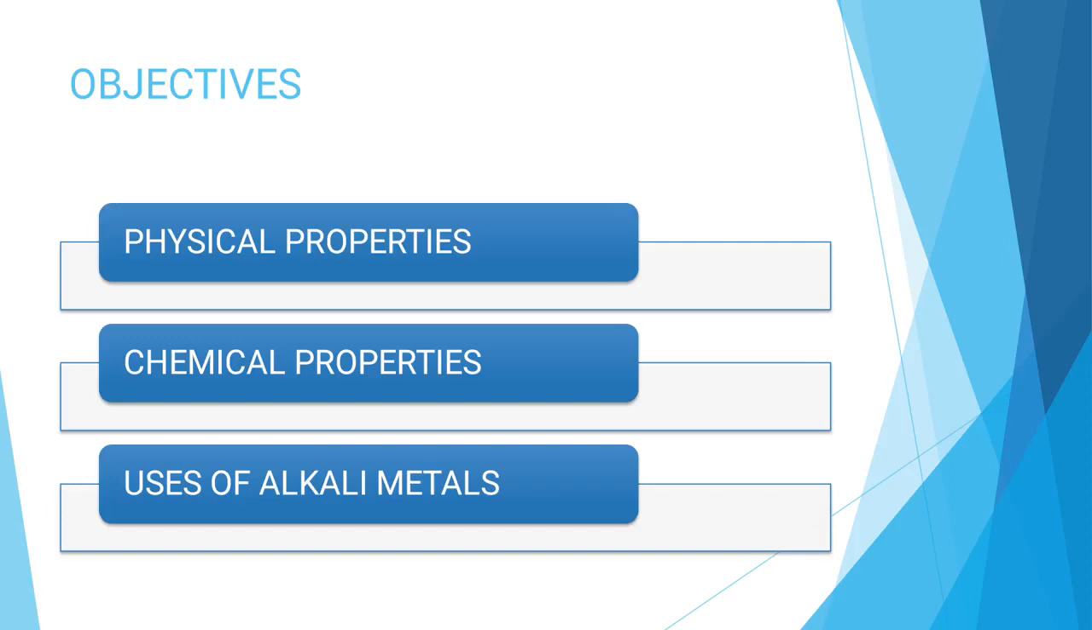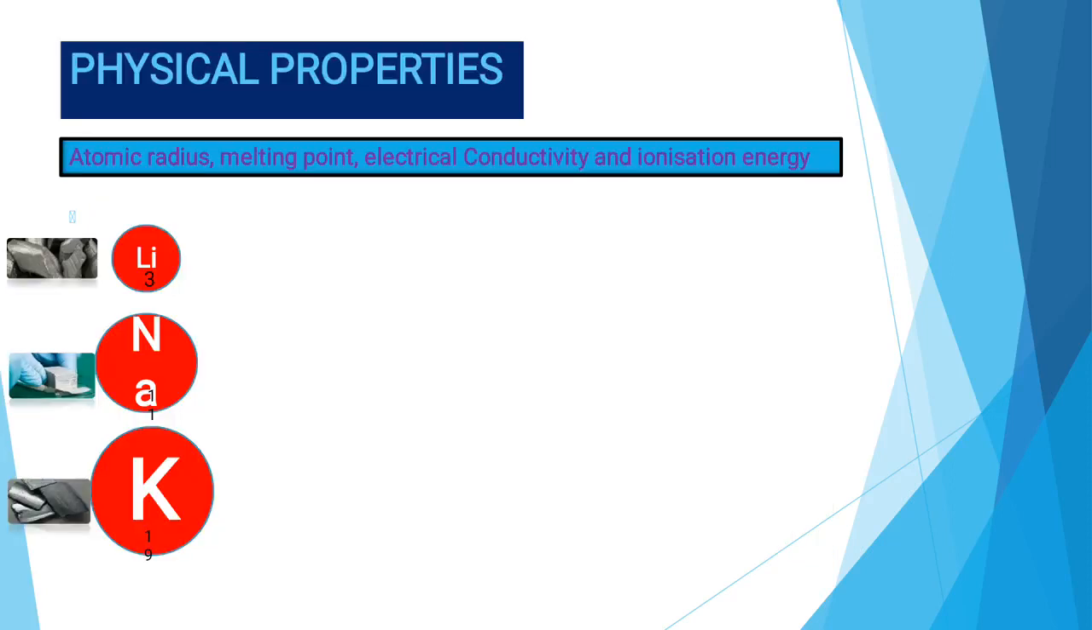The objectives of the lesson are that by the end of the lesson you should be able to state and describe the physical properties of alkali metals, the chemical properties of alkali metals, and the uses of the alkali metals.